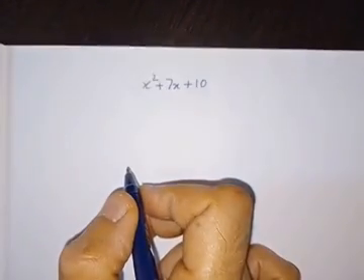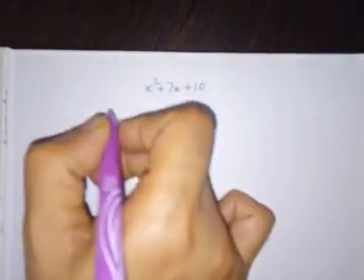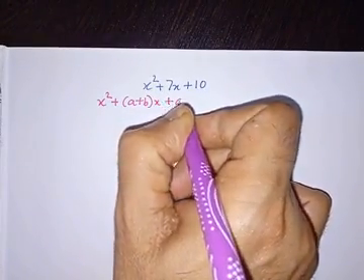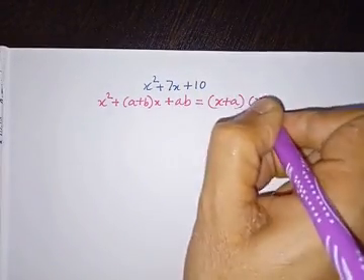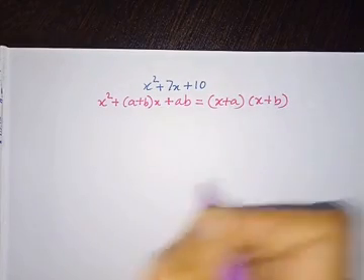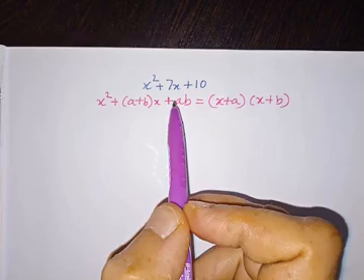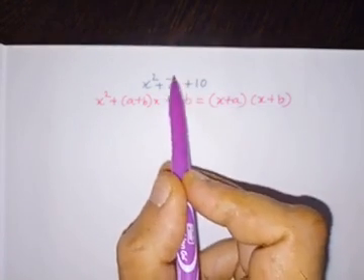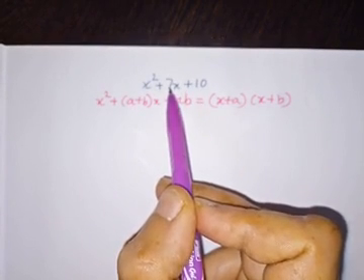Now we can relate this polynomial to the identity which we have studied in class 8th, and that identity, x square plus (a plus b)x plus ab, is equal to x plus a multiplied by x plus b. This we have studied in 8th class. So for factorizing this, we will be splitting the middle term. That means we have to find out a and b, whose sum is 7.